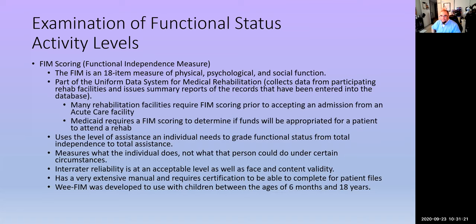There is a thing called the WeeFIM. The WeeFIM is developed to use with children between ages of 6 months and 18 years. So when you're looking at the FIM, the one thing I want you to remember is the FIM is an inpatient acute care functional status measurement. So that means it's going to be used primarily where? What setting? When I say inpatient acute care, what should be the first thing that comes to mind? Hospitals. Yeah, right? Exactly. So the hospitals are where you're going to see these. And the hospitals do have kids, so you will see WeeFIM in there for the 6 months to 18 year range.